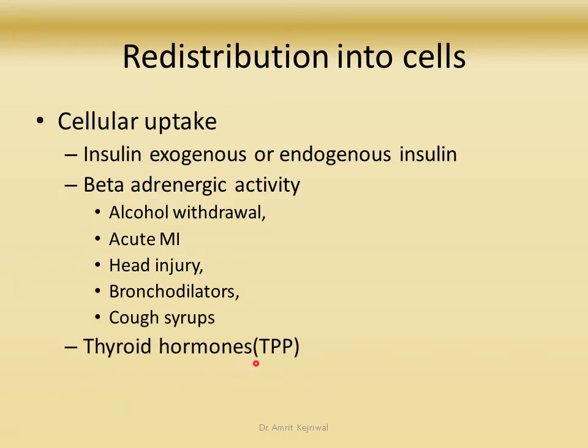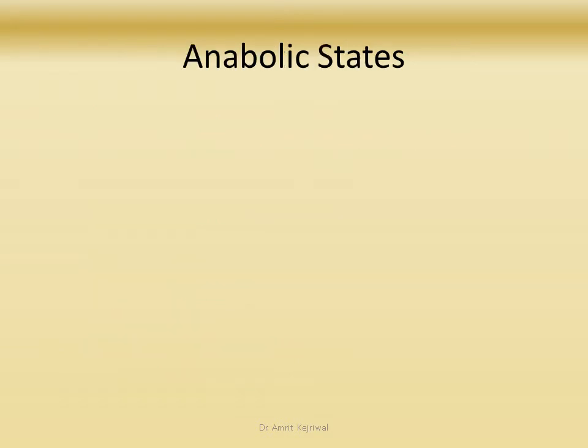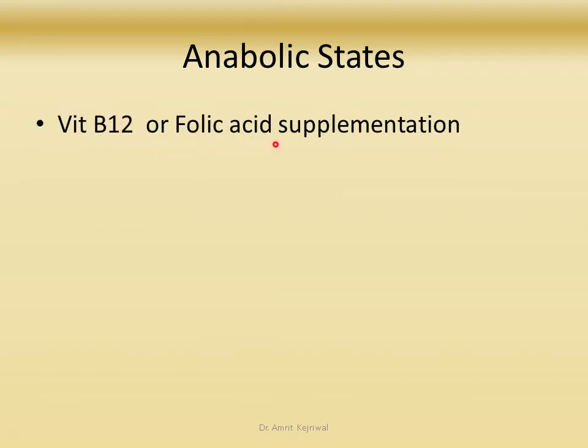Thyroid hormones also cause hypokalemia, commonly seen with thyrotoxic periodic paralysis. Metabolic alkalosis is another cause for the redistribution of potassium into the cells. Anabolic states: now a patient comes to us with megaloblastic anemia or has bone marrow aplasia, and you give him vitamin B12 or folic acid supplementation, and in some patients you give GM-CSF stimulation, or the patient may require TPN. In this kind of patients, there is rapid generation of cells, and the potassium in the cells increases, and they may precipitate a decrease in the plasma potassium.